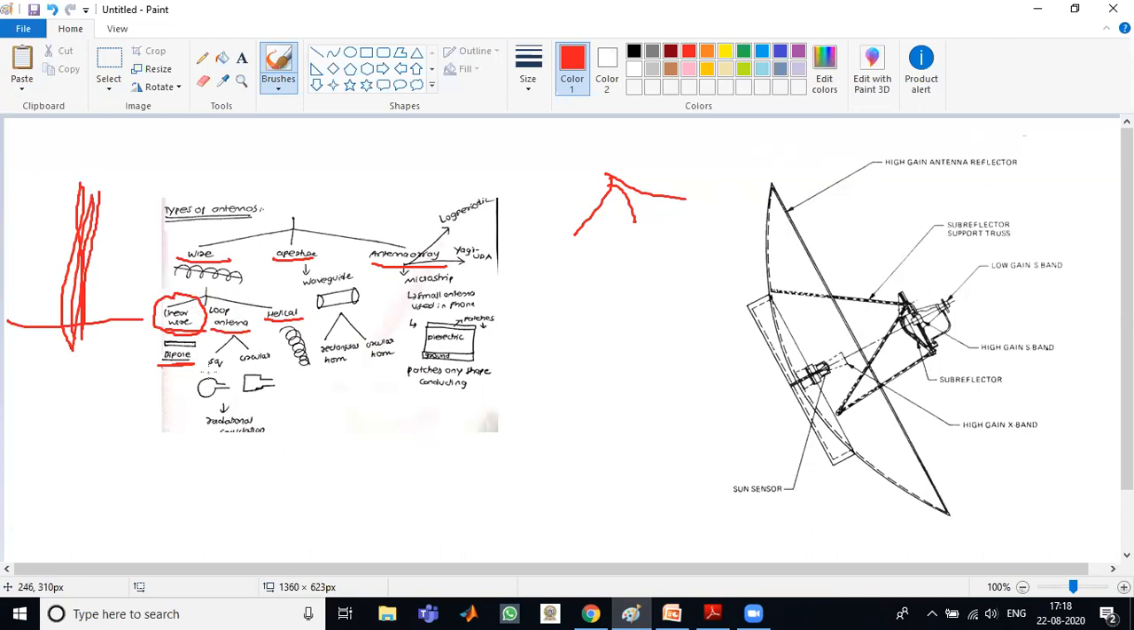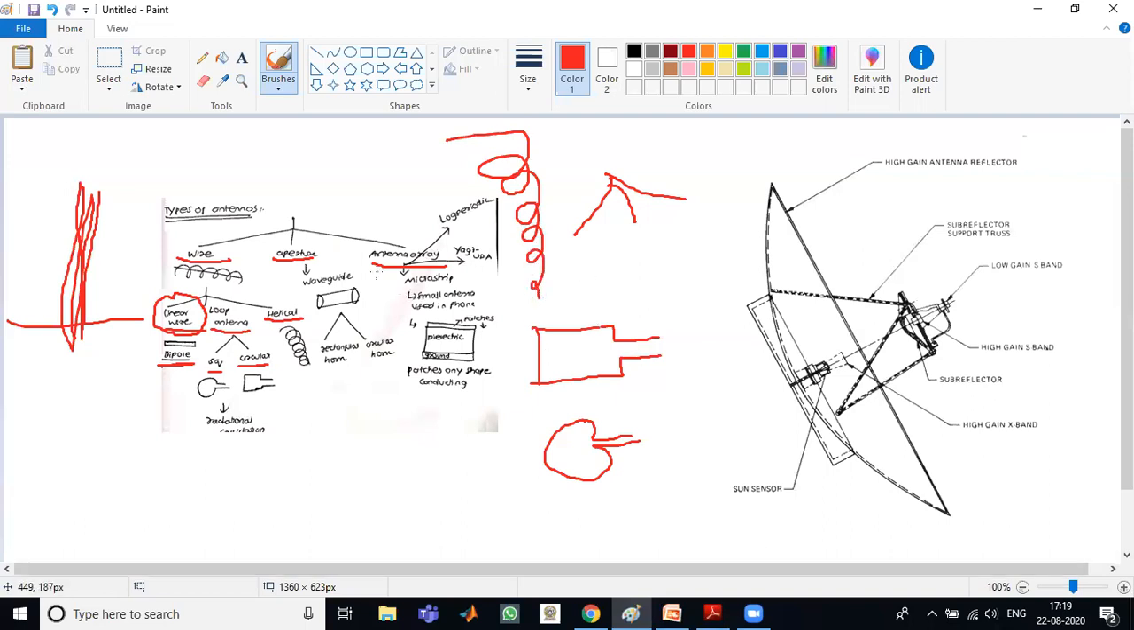In the loop antennas, the antennas are in the shape of square and circular. Square means you will be having the antennas in this structure, and in circular antennas you will be having the antennas in this structure. Helical antennas: the antennas are in the shape of a helix.